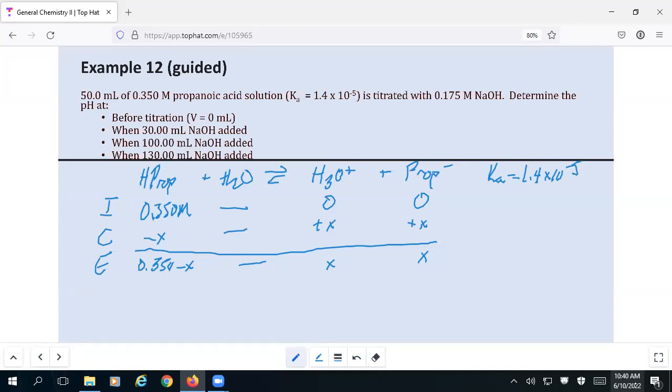Now we just keep going. 0.350, given the Ka value, is this a good 5% rule candidate? Yeah. 5% of that is 0.0175. We're a good couple orders of magnitude away there. So we can ignore that negative X term. So 1.4 times 10 to the negative fifth is equal to X squared over 0.350 minus X. If we ignore the X term, it's just X squared over 0.350.